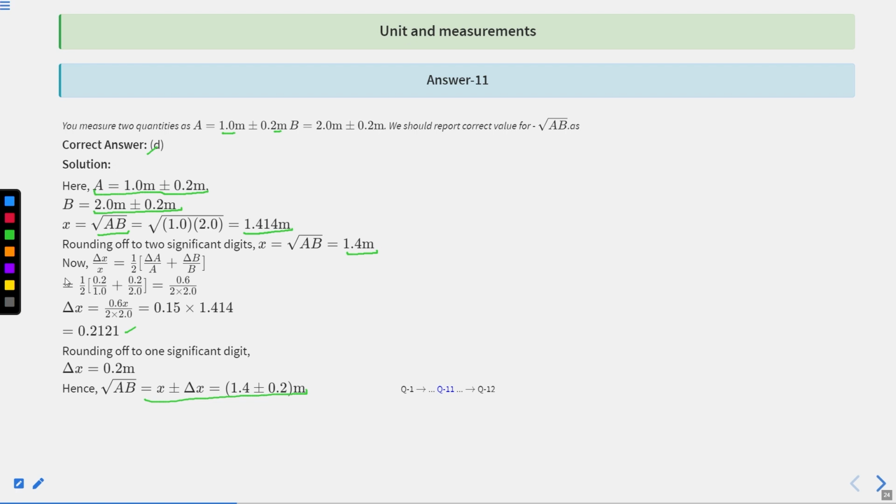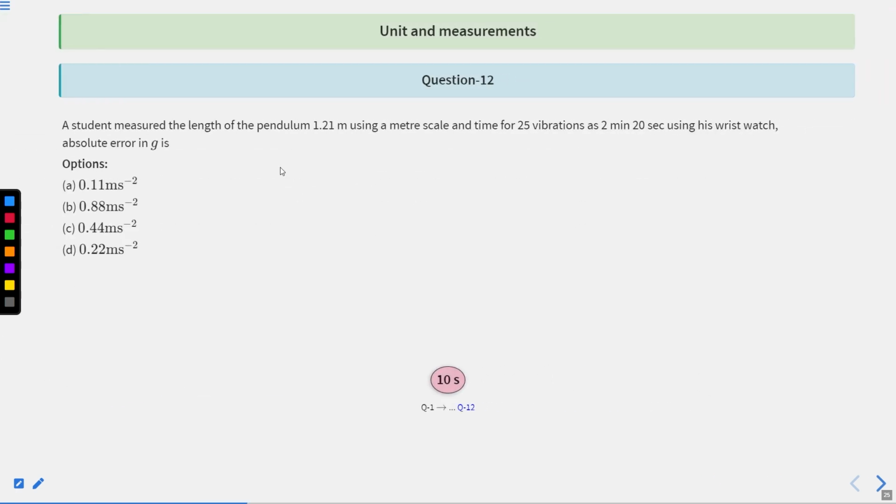Next, 12th question is this. A student measured the length of the pendulum as 1.21 meter using the meter scale and the time for 25 vibrations as 2 minute 20 second using his wristwatch. Absolute error in g is this. Which one is the correct option? 0.11 meter per second square, 0.88 meter per second square, 0.44 meter per second square, 0.22 meter per second square. You have 10 seconds to solve this question.